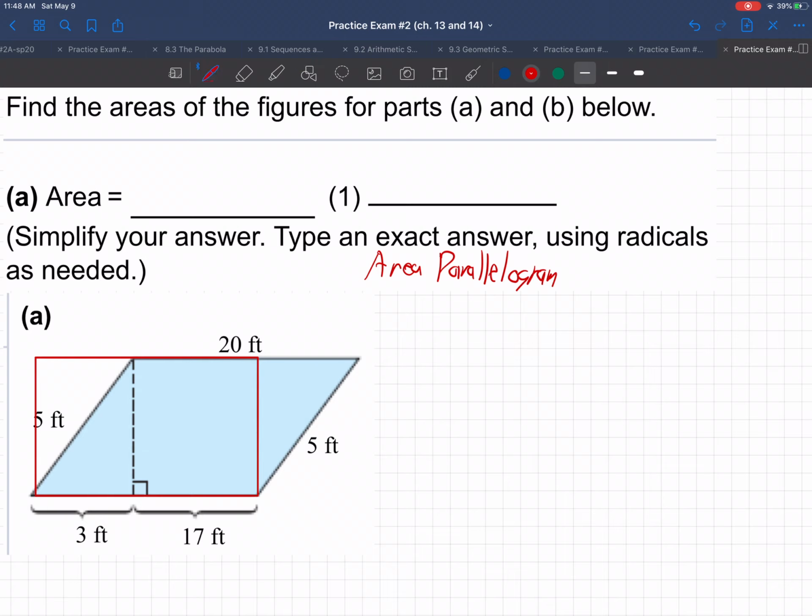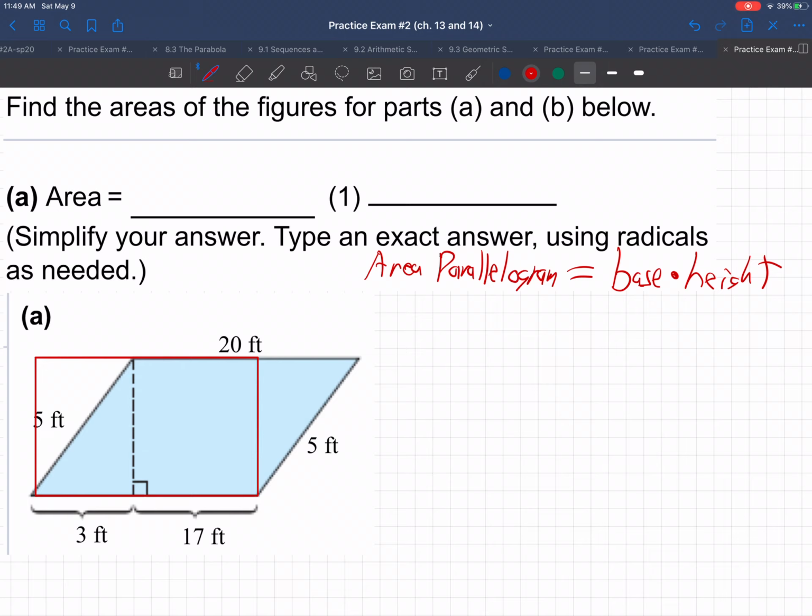So the area, think of it like a rectangle. And a rectangle is just one side times the other, the bottom times the side, right? So that's how a parallelogram is. It's the base times the height. It's just one side times the other because it's basically like a rectangle that's been shifted.